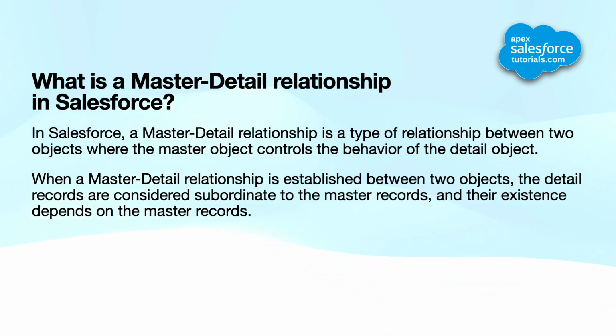For example, in a master detail relationship between an account and its related contacts, deleting the account record will also delete all the associated contact records. Master detail relationships also allow for cascading behavior, such as roll-up summary fields, which aggregate data from related detail records onto the master record.